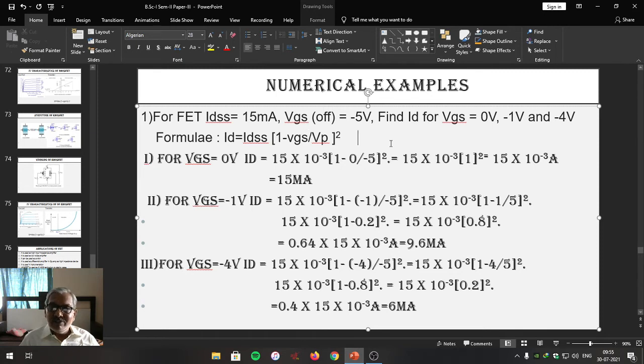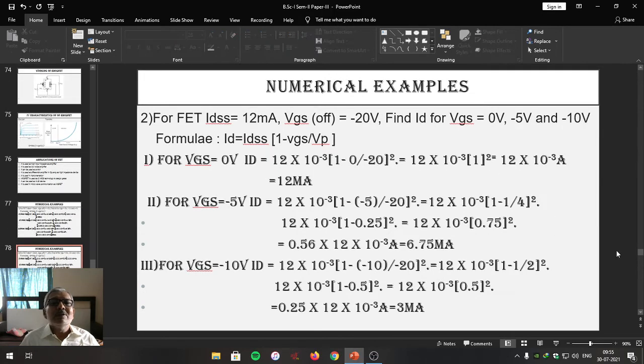and one can solve the examples in this particular manner. These examples may be asked in the objective type questions also. Second example, for FET, IDSS is equal to 12 milliampere, VGS(off) is minus 20 volt. Find ID for VGS is equal to 0 volt, minus 5 volt and minus 10 volt.